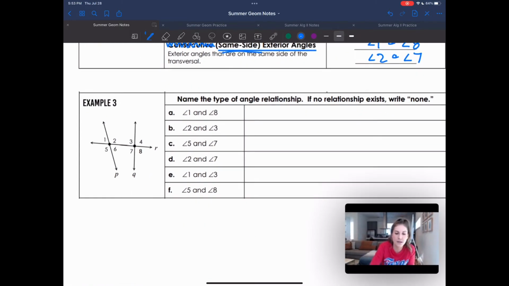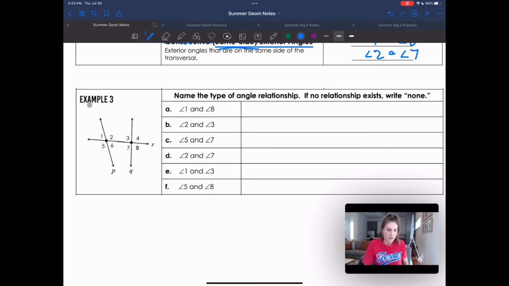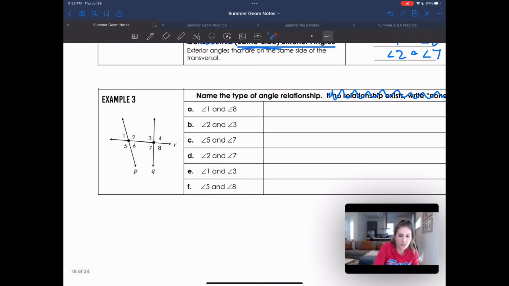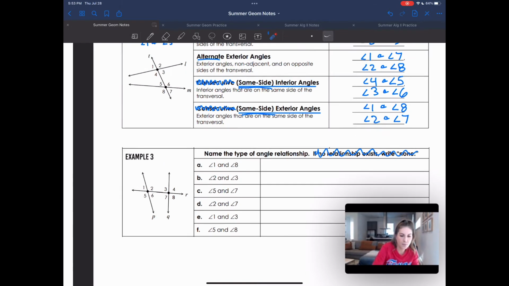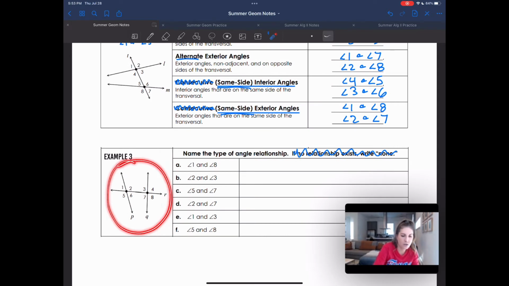So let's zoom in and look at an example here. Okay, it says name the type of angle relationship. And then it says if no relationship exists, write none. I don't think that'll happen actually on any of these. So we're just naming the type of angle pair. So this example, if you look at the picture, it's similar to the one up here, but it's kind of like turned a little on its side. So be careful with this.